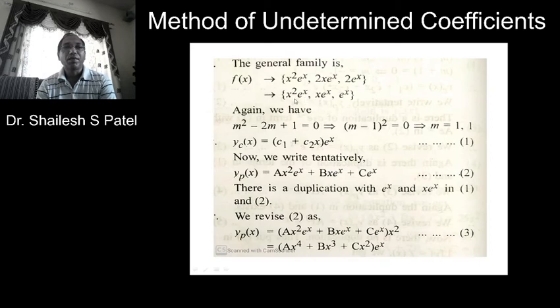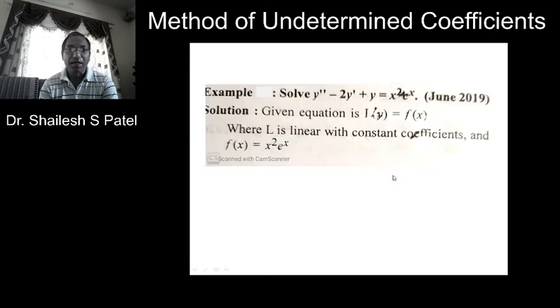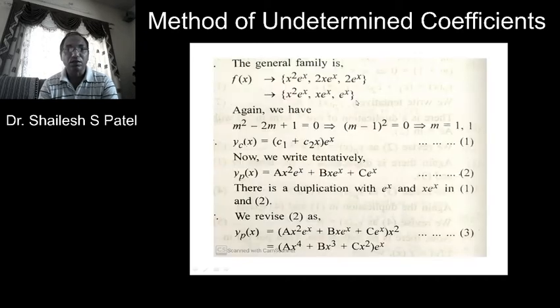So we will have y_p(x), here it is written y_p(x) equal to, you can see, A x square e raised to x plus B x e raised to x plus C e raised to x. You can see in the equation 2 it is written. Then meanwhile we find out the homogeneous solution, that is y_c(x), the complementary function: y double dash minus 2y dash plus y, so m square minus 2m plus 1 equal to 0, so (m minus 1) whole square equal to 0, so m equal to 1, 1, so its solution is written as (c1 plus c2 x) e raised to x.